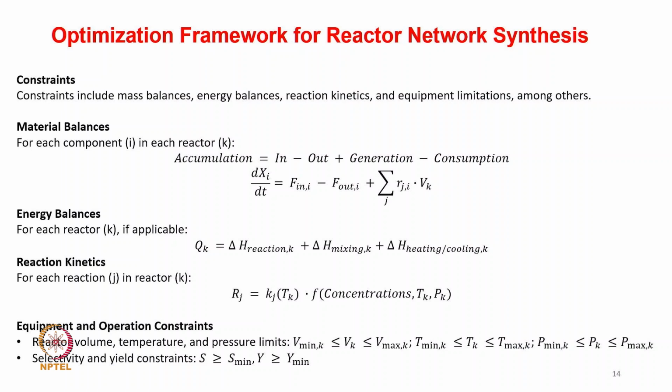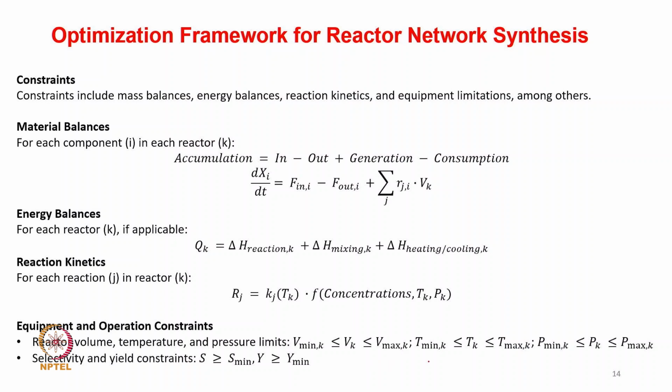And of course, heat balances are there: Q_k, which is the heat of reaction produced, heat of mixing, and heat of heating or cooling. Reaction kinetics is a function of temperature, concentration, pressure, and so on. In addition to that, you will have constraints on operations. For instance, for the volume of the reactor you can have a minimum volume and a maximum volume, because you cannot make a reactor that is infinitely big.